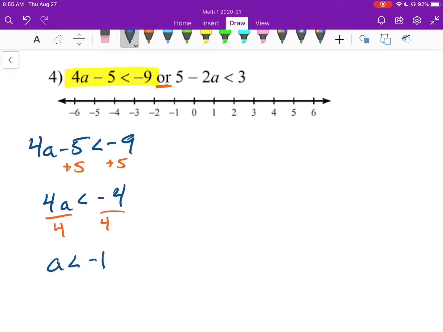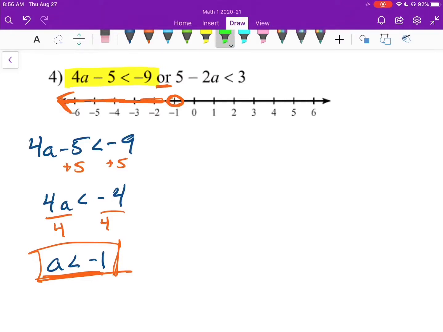I'll go ahead and graph this. So I have an open circle on negative 1. It says a is less than negative 1. A is smaller than negative 1, so that means that I'm going to have to go over here. Okay. So let me highlight this in orange. That way I know what's what.